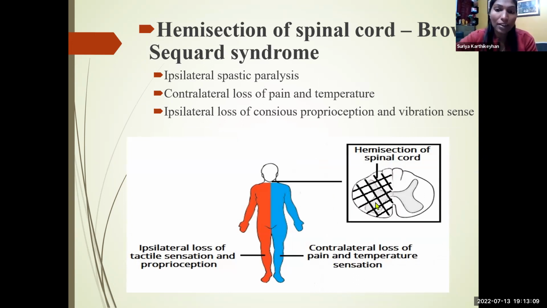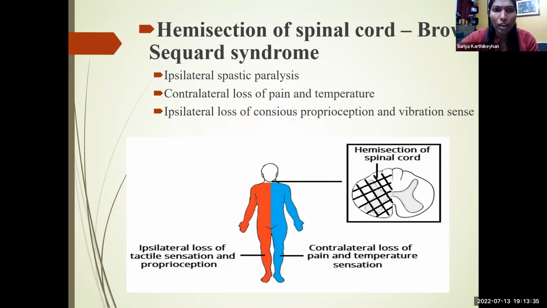At present, when there is a lesion involving part of the spinal cord, you have to know that there will be ipsilateral loss and also contralateral loss. Which fibers are crossing? When the fibers cross at this level, there will be contralateral loss. If the fibers don't cross, there will be only ipsilateral loss of all the sensations. It is called hemisection of spinal cord or Brown-Sequard syndrome.